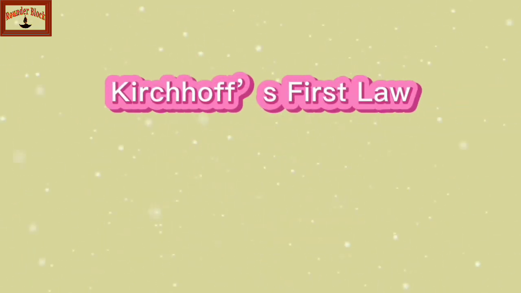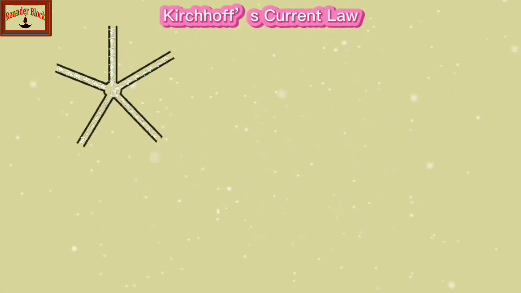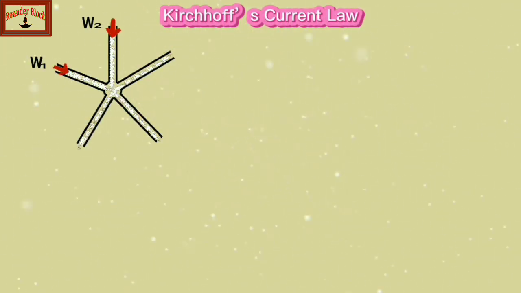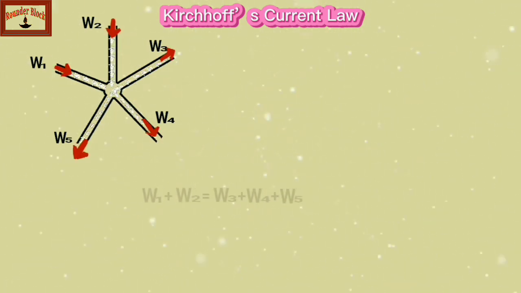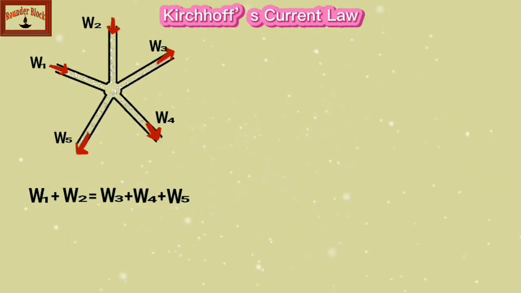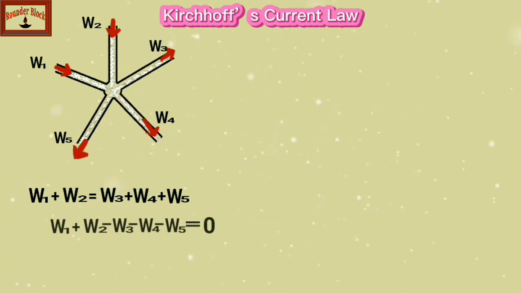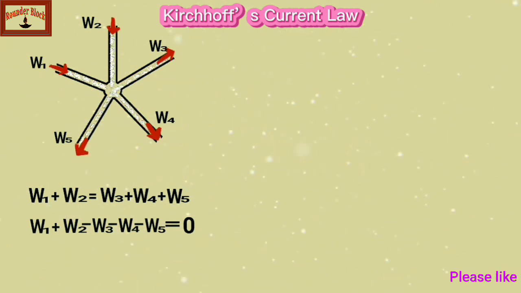To understand Kirchhoff's first law, KCL, in simple terms, let's take an example. Water is passed through two different tubes, W1 and W2, which meet at one junction and further exit through three different water tubes, W3, W4 and W5. Thus, the sum of the amount of water coming to this junction is equal to the sum of the amount of water going through the junction. So, W1 plus W2 equals W3 plus W4 plus W5. Now, W1 plus W2 minus W3 minus W4 minus W5 equals 0.